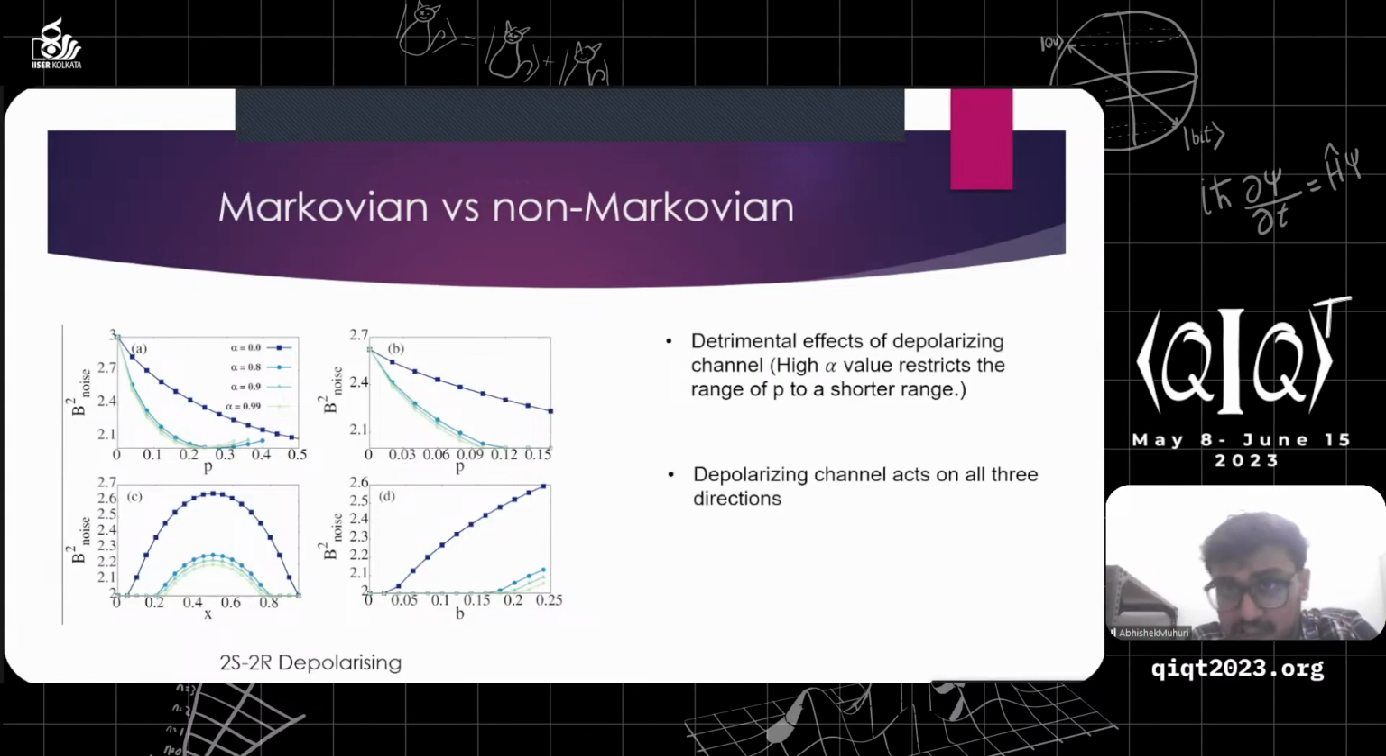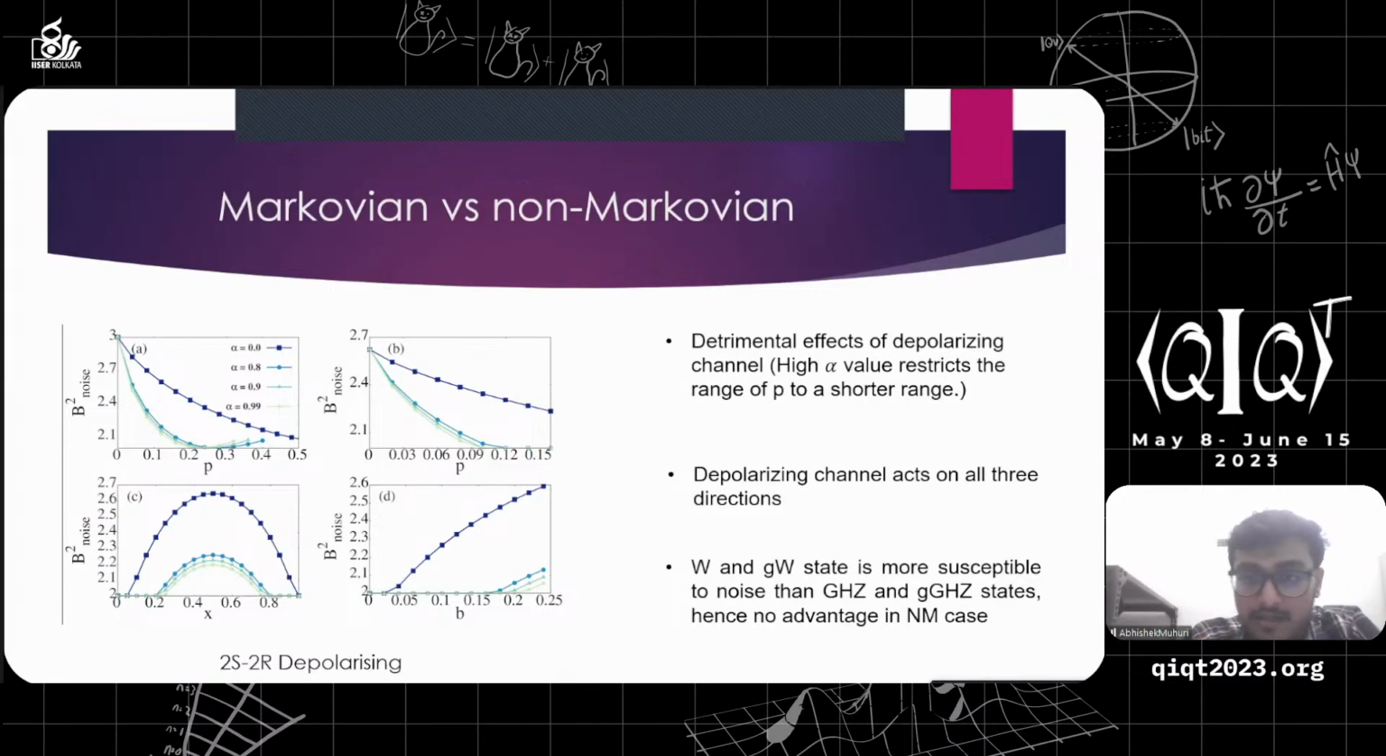As I have already said, the detrimental effects of the depolarizing channel are much higher than the dephasing channel, because the depolarizing channel acts on all three directions, sigma X, sigma Y, and sigma Z, so the noise is very high, and that's why the advantage in the high alpha region is not seen. Another reason is that high alpha values restrict the range of P, the error probability, to a shorter range. That's why the dense coding capacity can't go to that region of P where the non-Markovian advantage is actually seen. So W and GW states are more susceptible to noise than GHZ and GG states, and there is no advantage in non-Markovian cases.